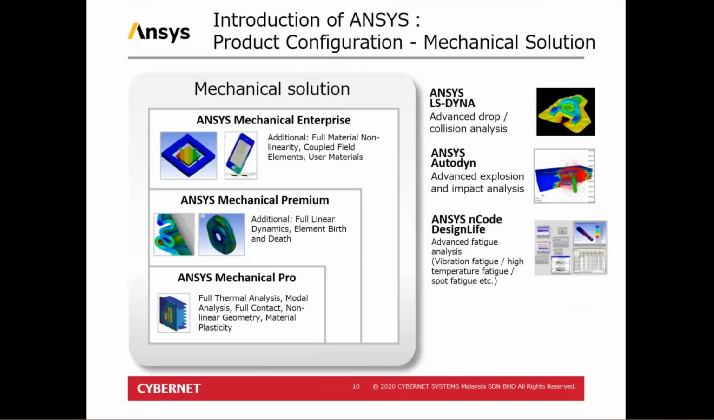The next one here, we have the ANSYS AUTODYN. Now, like LS-DYNA, AUTODYN also provides explicit dynamic solutions. It is mainly used for advanced explosion and impact analysis. And then another additional solution is the ANSYS nCode DesignLife. Now, this is for advanced fatigue analysis. For those who want to take a step further in fatigue simulations, this one includes something like vibration fatigue, high temperature fatigue, and spot weld fatigue, and so on and so forth.